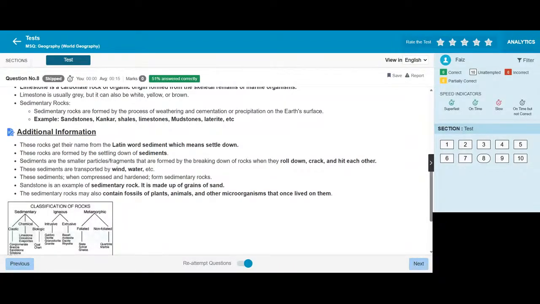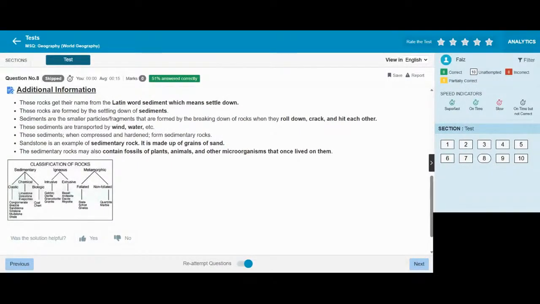Sediments are the smaller particles or fragments formed by the breaking down of rocks, which are carried by wind, water, etc. These sediments are then compressed and hardened. Sandstone is an example of a sedimentary rock; it is made of grains of sand. The rocks may also contain phosphate.